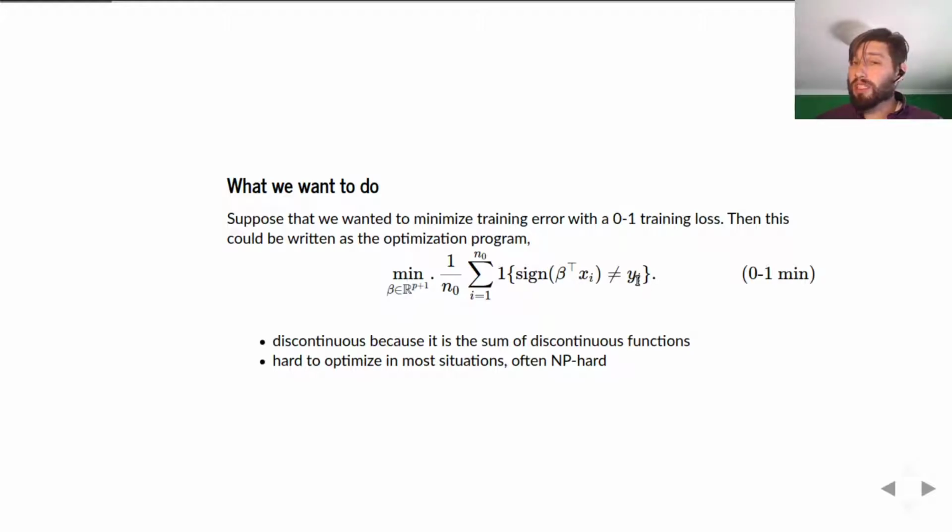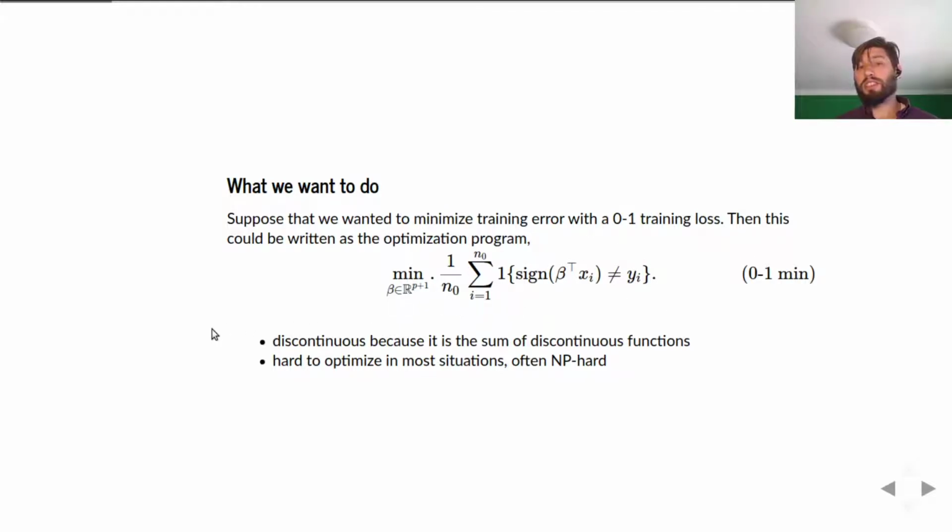If you think about this, this is a very discontinuous loss function. There's going to be a point at which you change beta a little bit, and suddenly this loss will go from being a 1 to a 0. So this is going to be a discontinuous loss function, and so it's very hard to optimize.